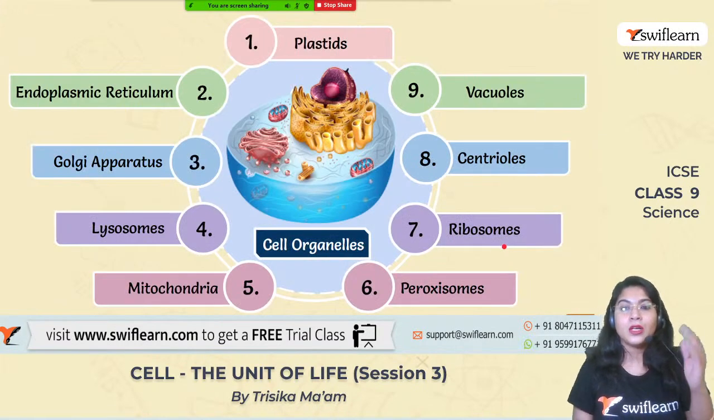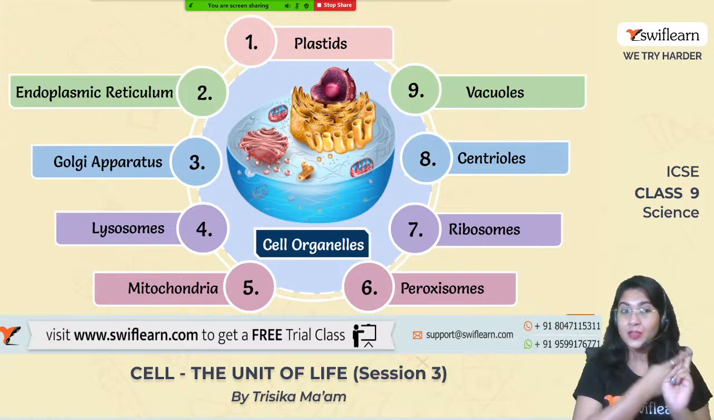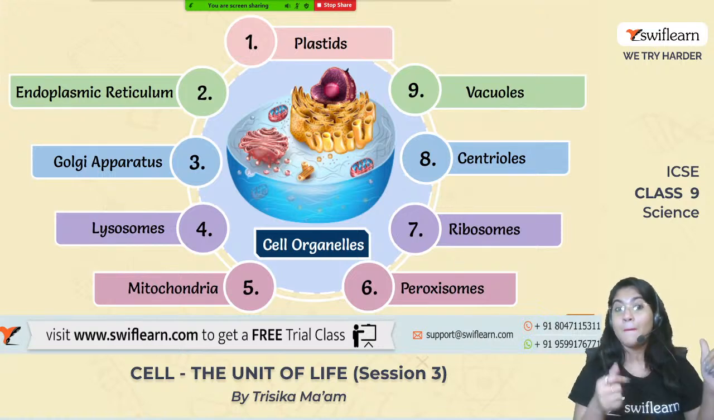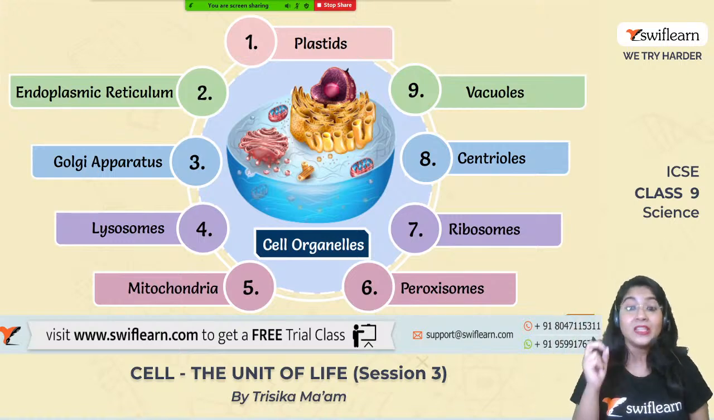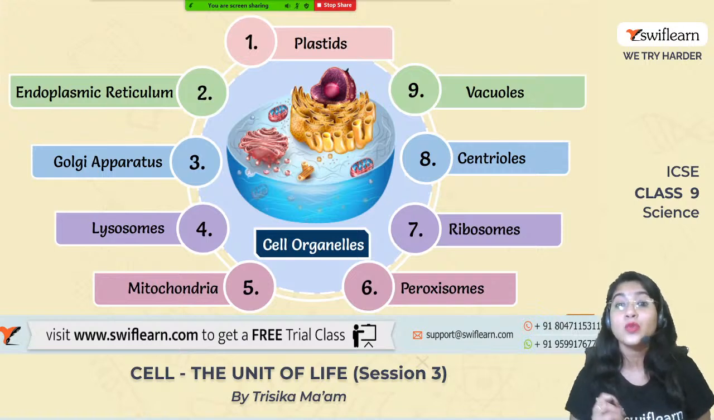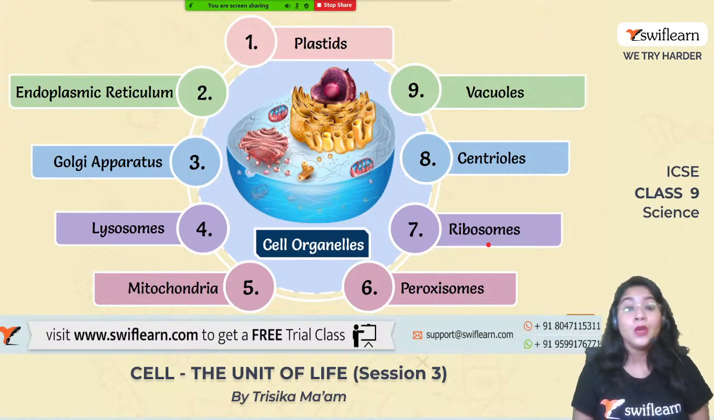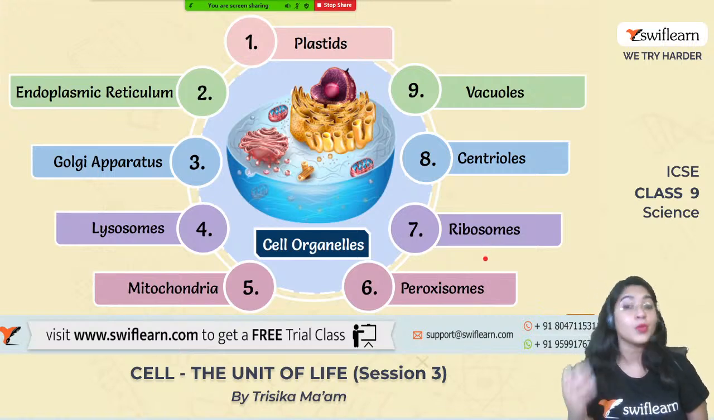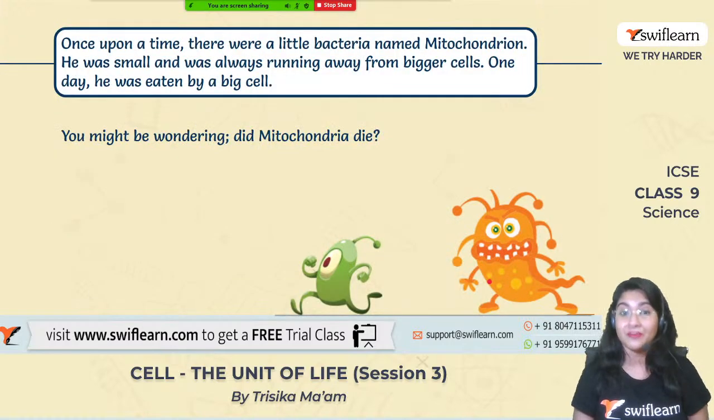Before going to the different cellular organelles, let us remind you of the cellular organelles which are suspended in the cytoplasm. First of all, it is the plastid, then endoplasmic reticulum, Golgi apparatus, lysosome, mitochondria, peroxisome, ribosome, centrioles, or we can also say centrosomes, and vacuoles. So these are the 9 main vital cellular organelles which perform a lot of different types of activities within the cell, which give a proper structure to the cell as well as perform the various functions within the cell which help us to survive properly, right?